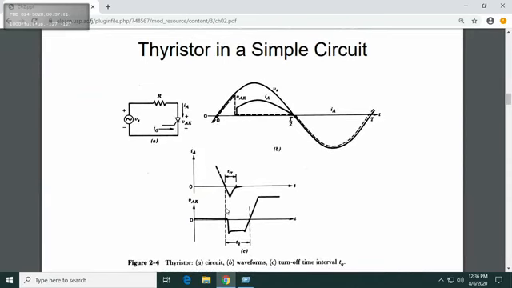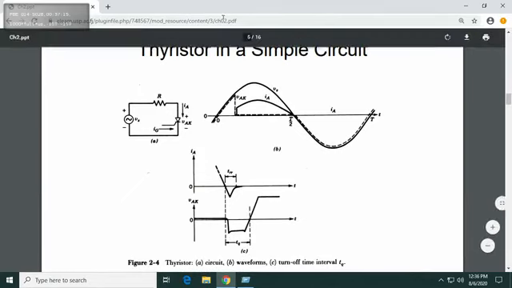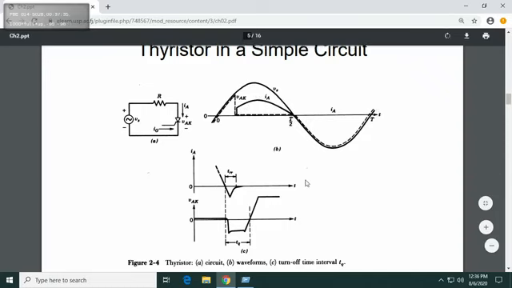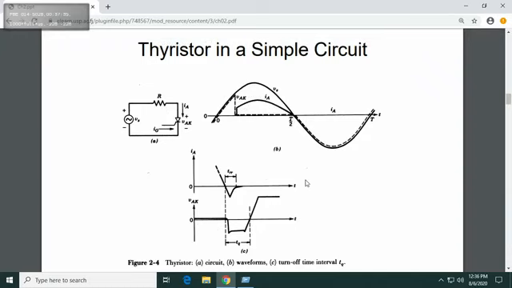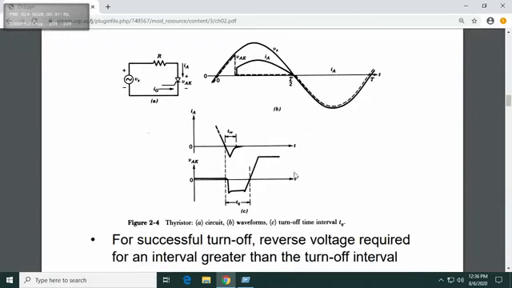Thyristor in a simple circuit. You see here the input is AC. It is trying to convert into DC. So this is our Vs. This is what the output of the thyristor should look like. This part here and then 0. Try to make this circuit in your lab and see if you get the same output. You can do that? Yes.